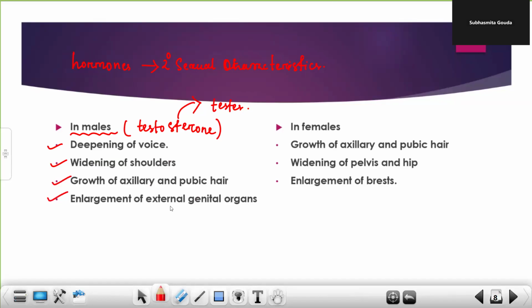Next is the enlargement of the external genital organs, and formation of sperm also. And another point is there, I forgot to enter in the PDF. That is the appearance of beard.